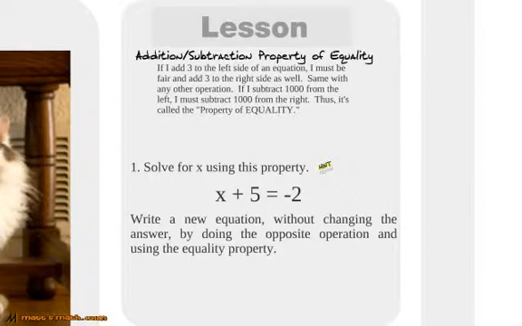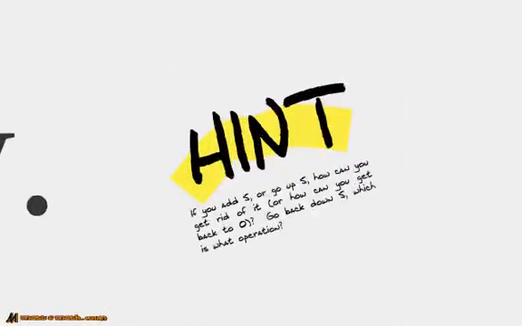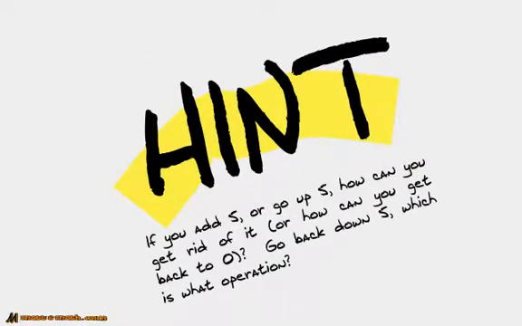Okay. We're going to write a new equation without changing the answer by doing the opposite operation and using the equality property. So let's do it. If we add 5, then we're going up. How do you get rid of going up 5? Go down 5. Which operation is going down 5? Remember, our goal is to get back to 0.